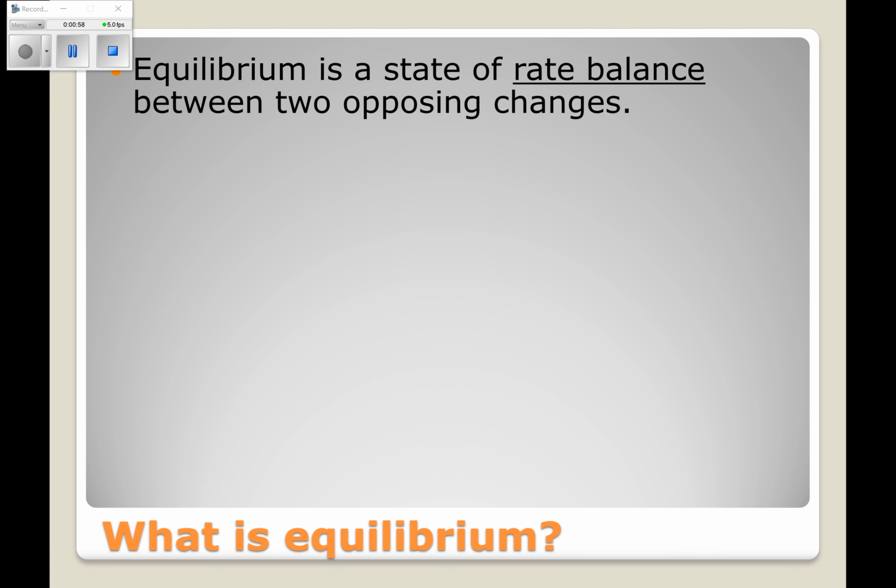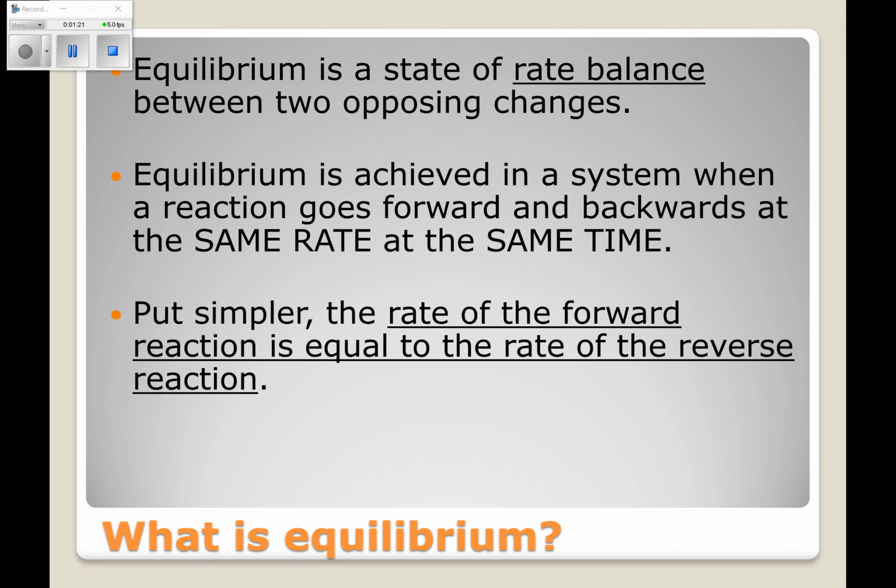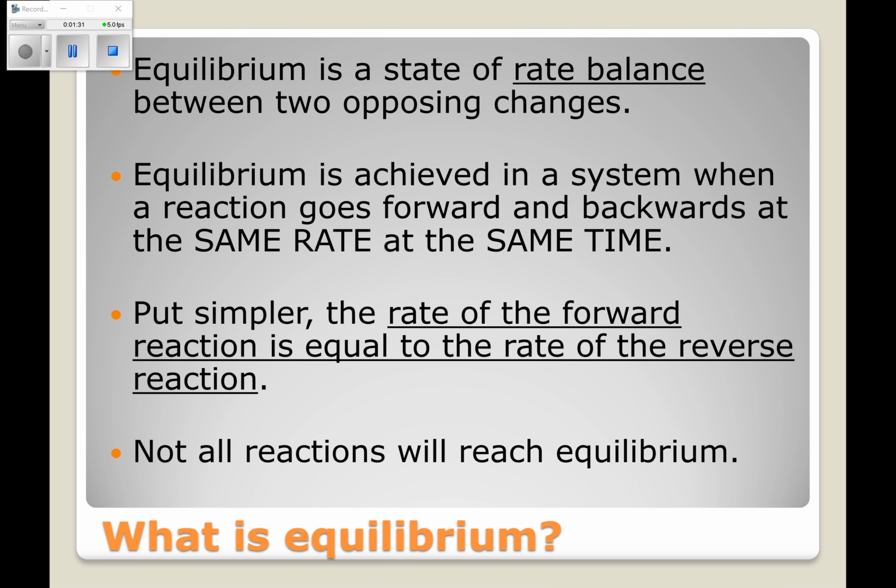So equilibrium, what is it? It is a state of rate balance between two opposing changes. And the key here is underlined. It's a rate balance, a balance of rates between two different changes. So it can be achieved in a system when a reaction goes forward and backwards at the same rate at the very same time. Put in simpler terms, the rate of the forward reaction is going to be equal to the rate of the reverse reaction. And we'll look at a few different examples here. But not all reactions are going to achieve or reach equilibrium.